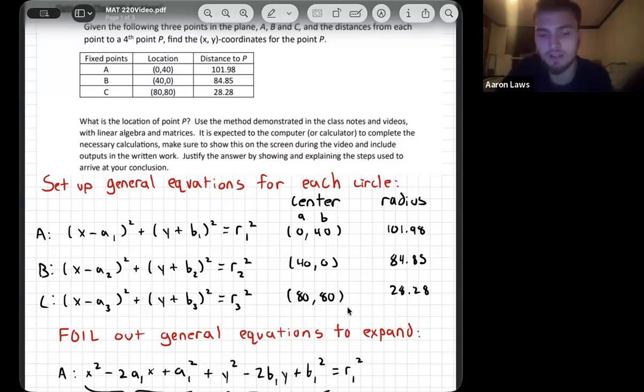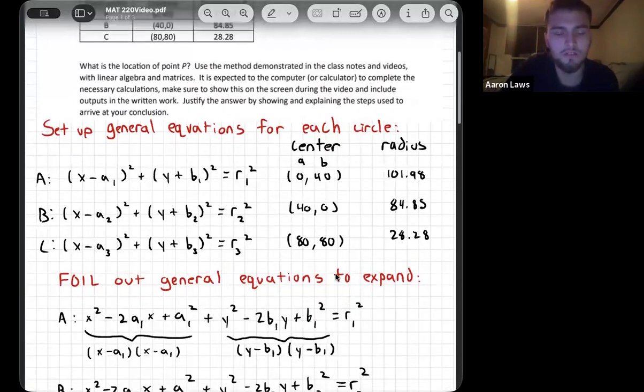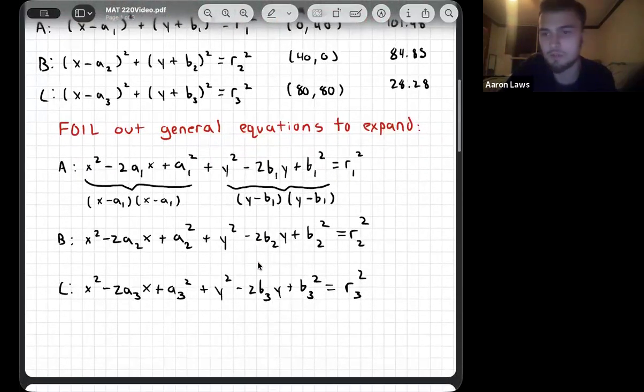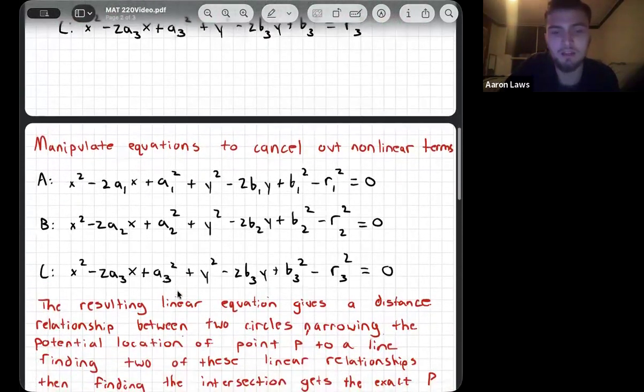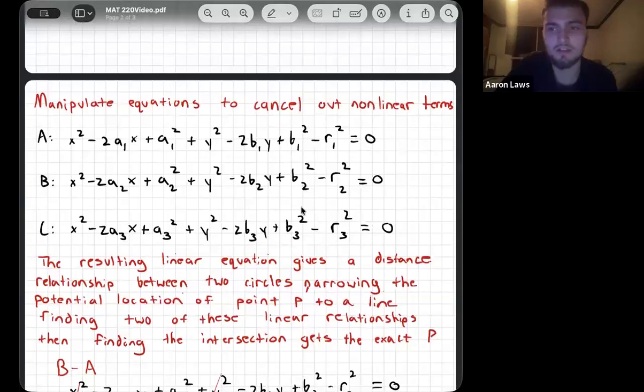And to do any linear algebra methods, we need purely linear functions. So what I do here is I FOIL out the general equations and expand them, so that we can manipulate them to remove the squared nonlinear terms. Once I expand, I continue on. I take the constant of the radius and bring it over to set them all equal to 0. This just allows me to do the math a little bit easier when I'm doing my manipulations.